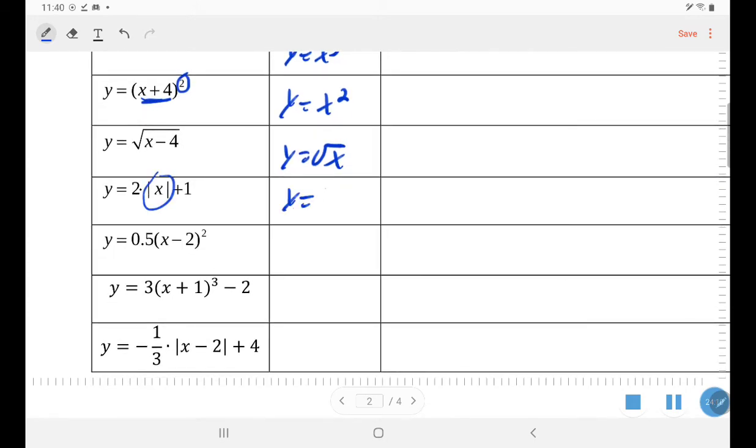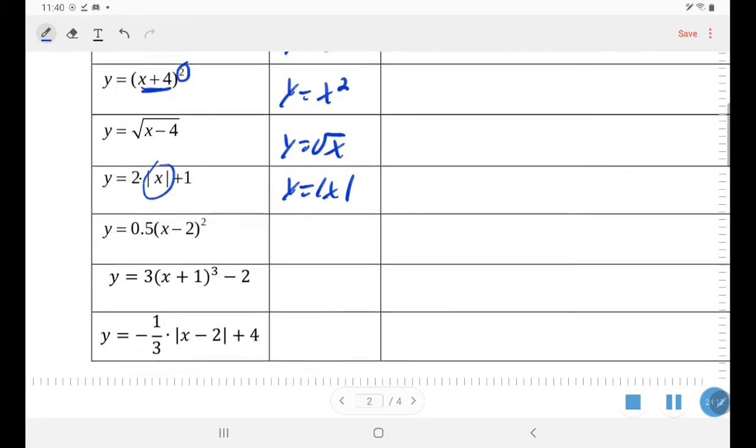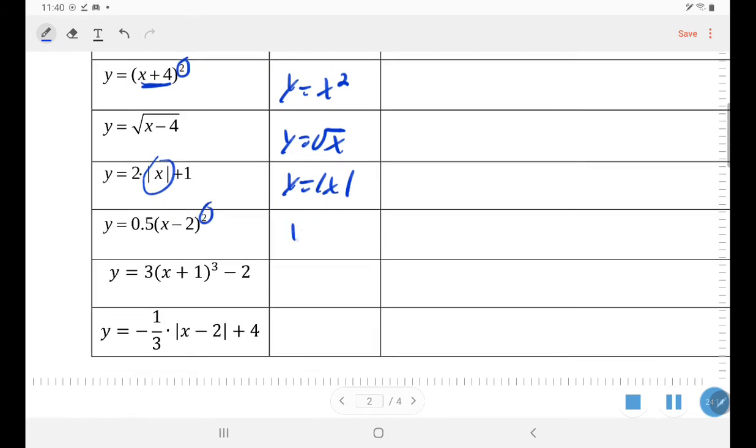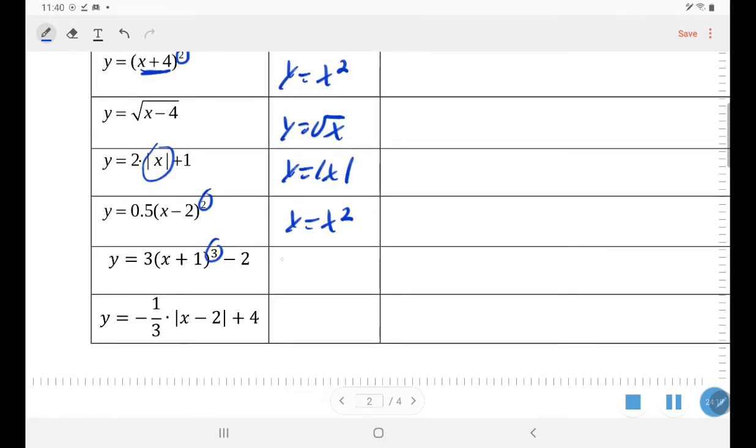Again, our absolute value, our quadratic, our cubic, and then one last absolute value. So why did I make you do that?